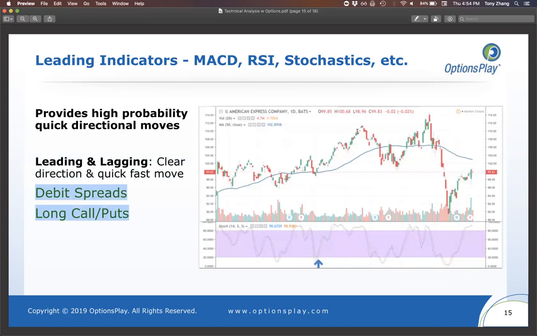And as you can see, you do get a very nice magnitude move off of the back of that. And that's why this is the only category that I personally think is worthwhile to buy a debit spread or go long calls or puts, if you're going to use momentum indicators. Otherwise, you want to sell credit spreads.